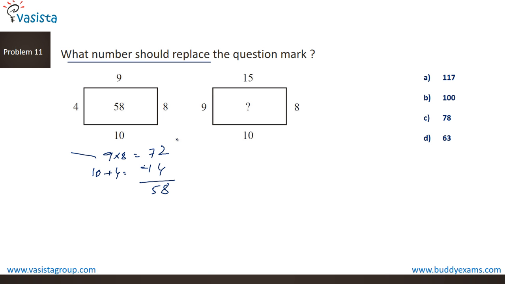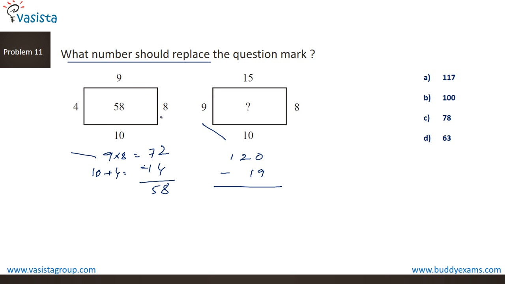If I go with the same method, 10 plus 9 is 19, 15 8s are 120. I'm not going to get that answer here. 120 minus 19 is 101, 109 is not there. Okay, so there should be some other method.